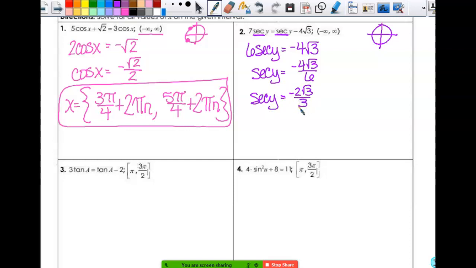Okay, so some of you may know your secants and cosecants quickly, but I think through them through cosine and sine and tangent because that's just what makes the most sense to me. So probably what I'd write down as well, I would change this to cosine y. So then that's going to give me, what's the reciprocal of 2 square root of 3 over 3? Yes, square root of 3 over 2. Y'all used to know those a lot quicker.